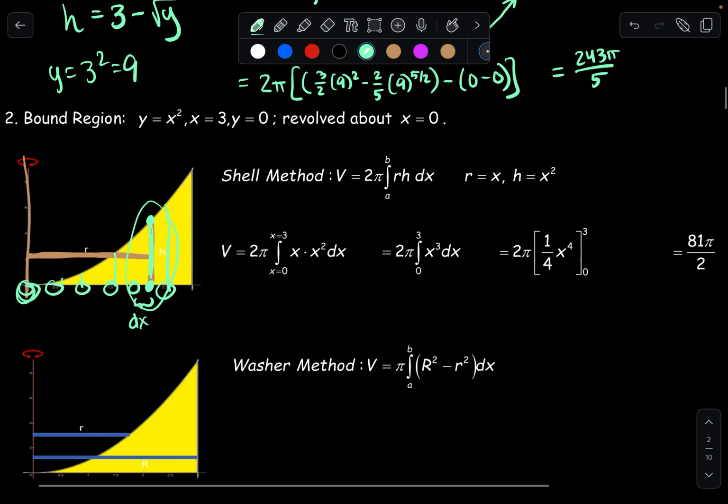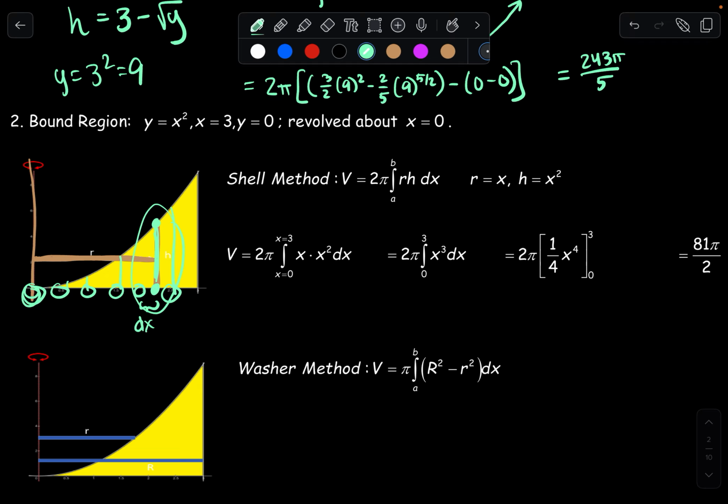So for this one, shell method would be the pick, all right, because you're not having to use, well, washer method you usually want to try and avoid. However, there'll be some times that you can't avoid it.